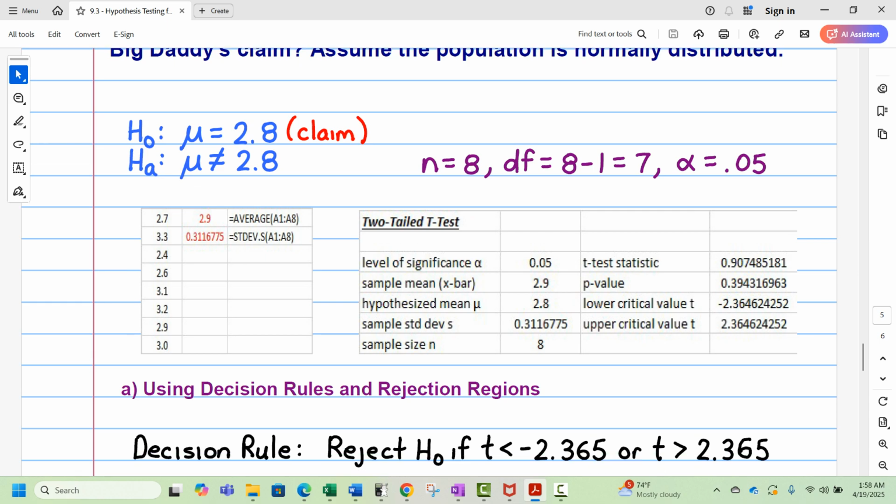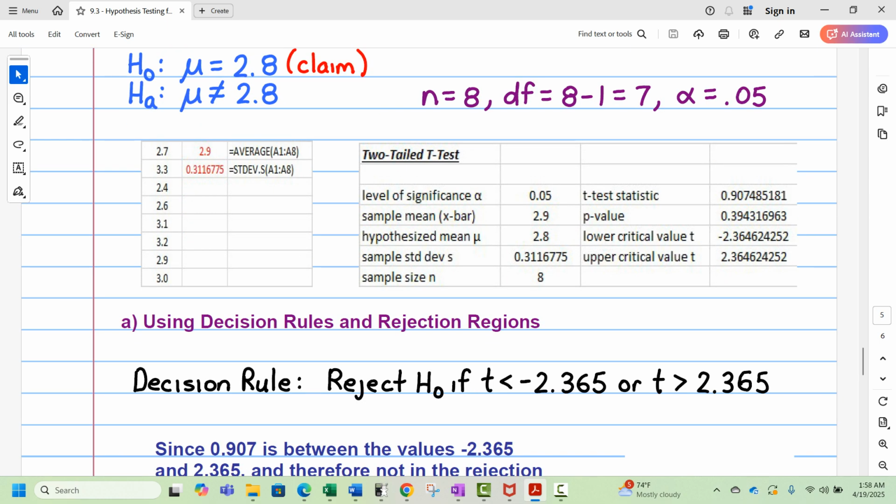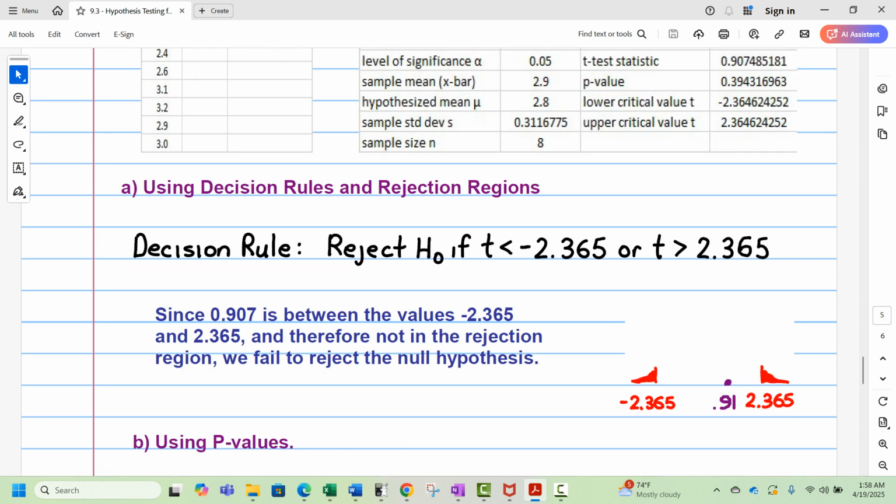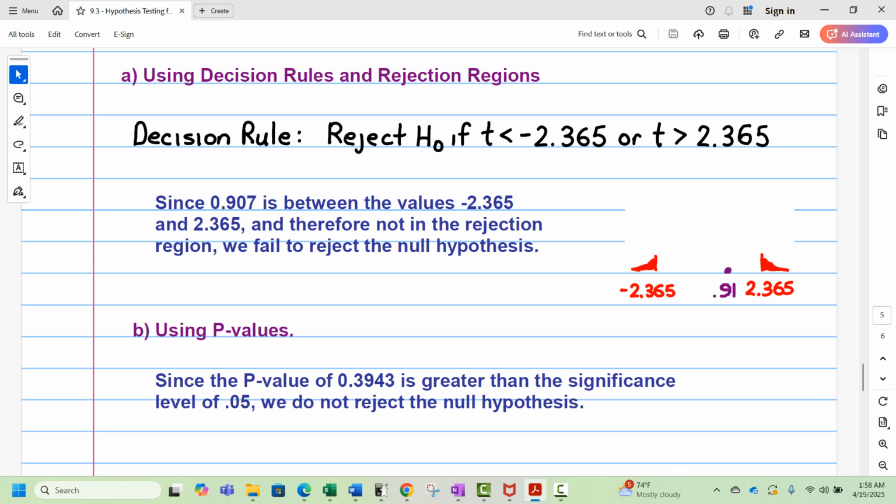So let's look at our decision rule. There are the critical values. Here they are right there. So that means you're going to reject the H0 if t is less than negative 2.365, or if t is greater than 2.365. There's your test statistic, 0.907. And of course my curve is not there, but you can see everything you need here. So I have the two outsides. If it falls in the outside part, the shaded part, that's reject. But 0.91 fits between those two. So it's fail to reject. P-value, there's your p-value, 0.3943. So your p-value 0.3943 is greater than the 0.05, which means you do not reject the null hypothesis.